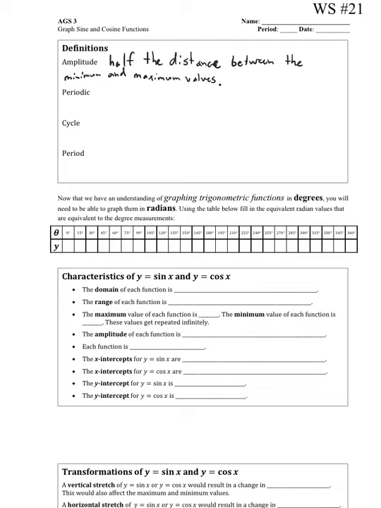Periodic, that means the function repeats itself. Alright, so periodic means it's going to do something and it's going to do it again and again and again.